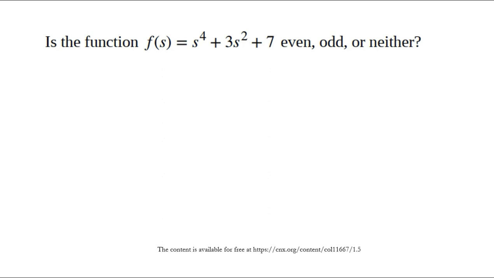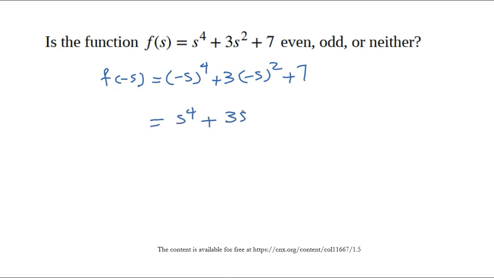Is the function even, odd, or neither? So f of negative s is equal to negative s to the fourth plus 3 negative s squared plus 7, and that's equal to s to the fourth plus 3s squared plus 7. So f of negative s is equal to f of s, again it's even.